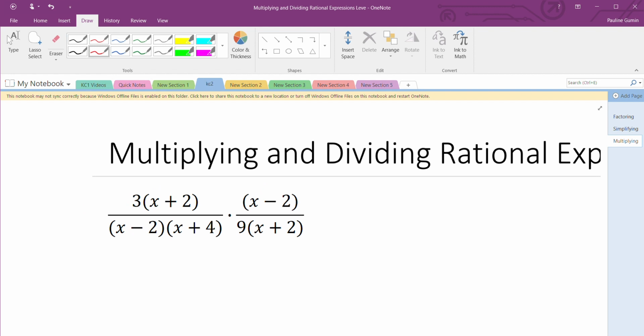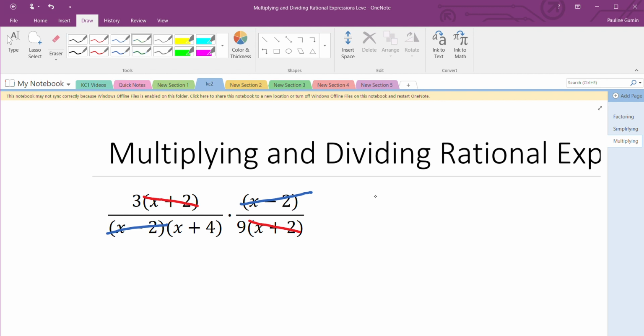Now, when I look at this first problem, I notice that there is nothing to factor. So I'm going to start reducing right away. The first thing that jumps into my eyes is this x plus 2, top and bottom. Different fraction, sure, but one's on top, one's on the bottom, so we're good to go. Next, we have an x minus 2, one on top, one on bottom. Great. There is one more thing that I can reduce, and I'm going to write that on the side so you can see where it's coming from.